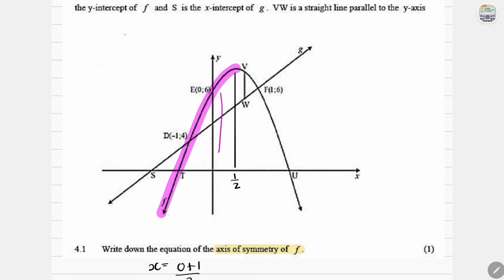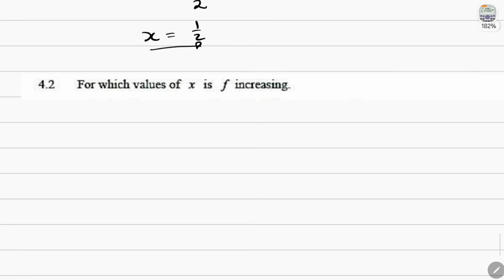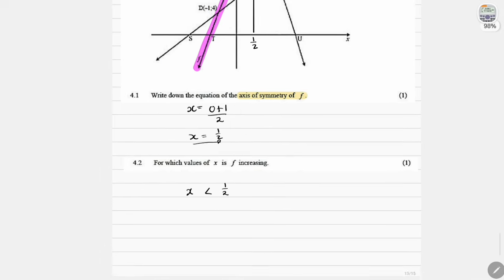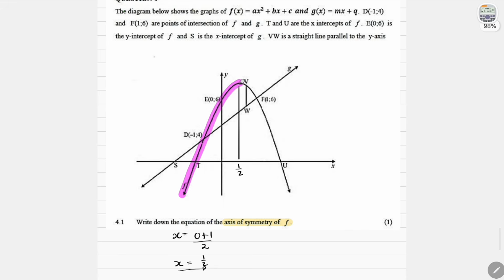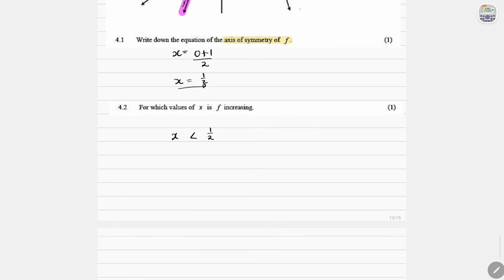So where the graph is increasing, if you line these values down to the x-axis, they are values that are less than 1 over 2. We'll tell them this is where x is less than 1 over 2. I won't say equal to 1 over 2, because that is the point where it makes the turn. It's not increasing at that point, it's just standing still. Okay, and that is our answer. Moving on to the next question.